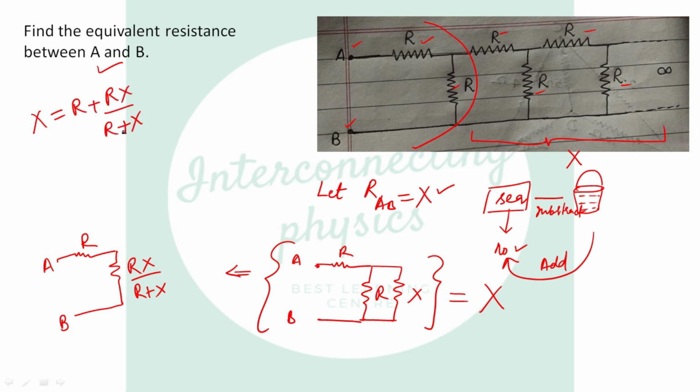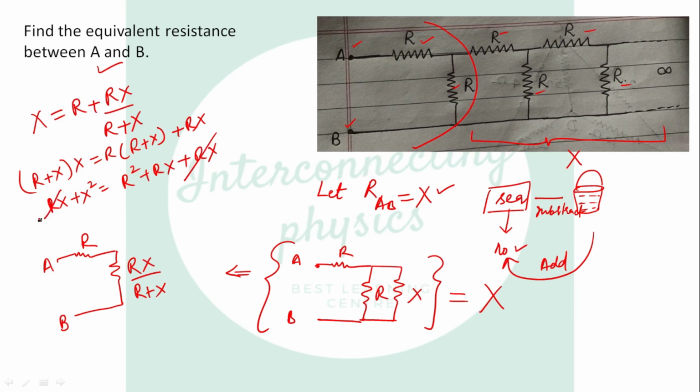So when we take LCM, the answer will be R plus X into X equals R into R plus X plus Rx, which is Rx plus X square, which is equal to R square plus Rx plus Rx. One Rx cancels out with another Rx. The answer will be X square minus Rx minus R square is equal to 0, which is a quadratic equation. And we know how to calculate roots of a quadratic equation by using the formula x equals minus b plus or minus square root of b square minus 4ac divided by 2a.